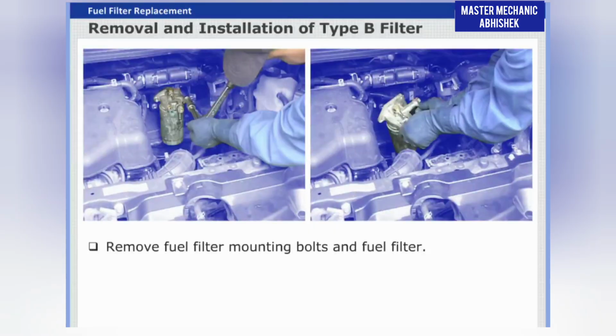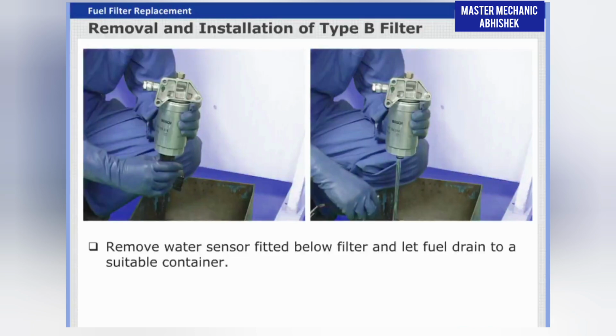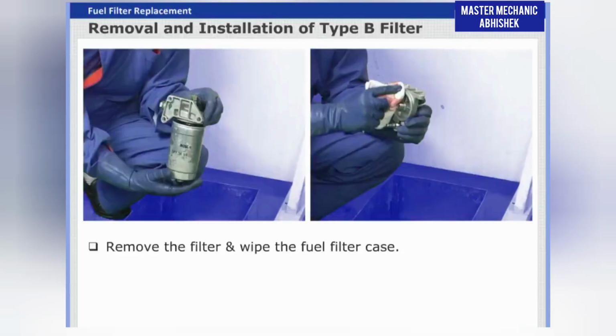Removal and installation of type B filter. Remove fuel filter mounting bolts and fuel filter. Remove water sensor fitted below filter and let fuel drain to a suitable container. Remove the filter and wipe the fuel filter case.